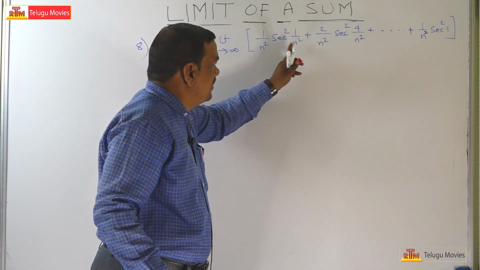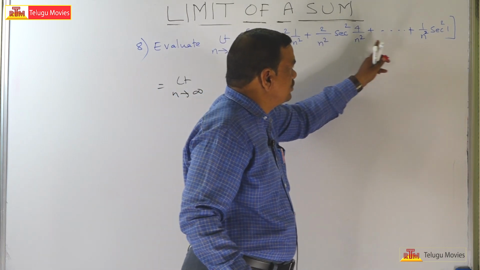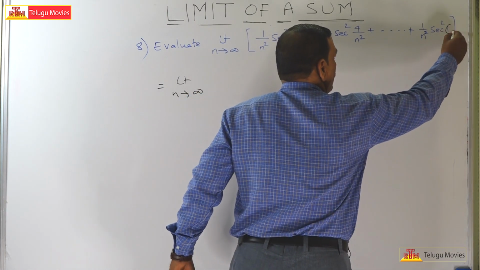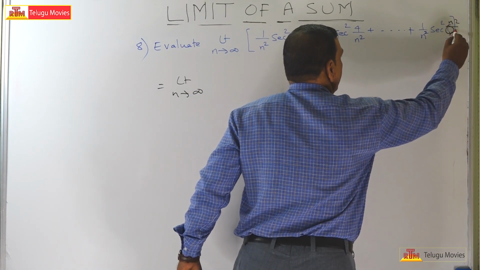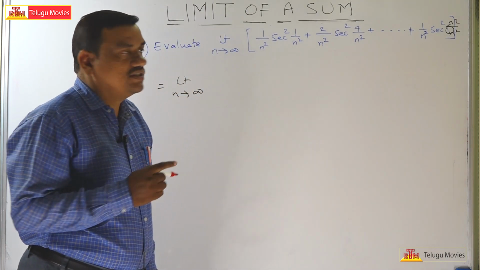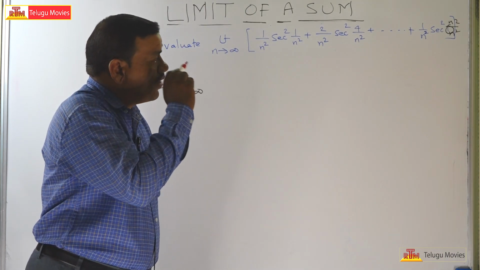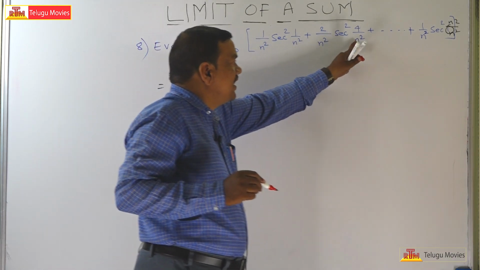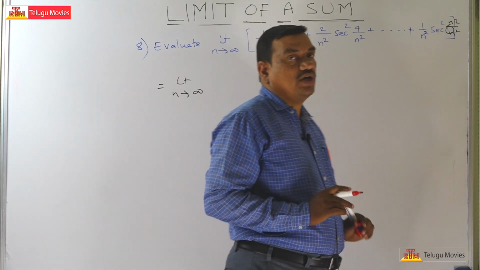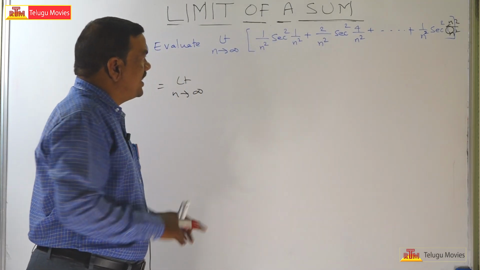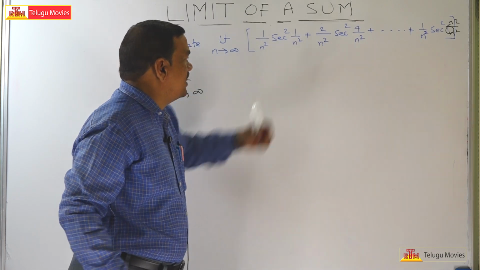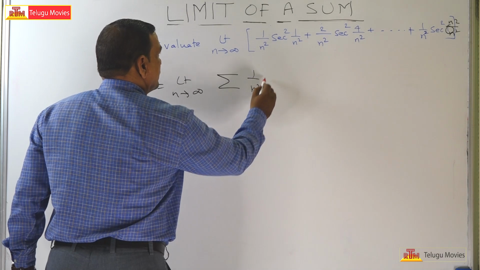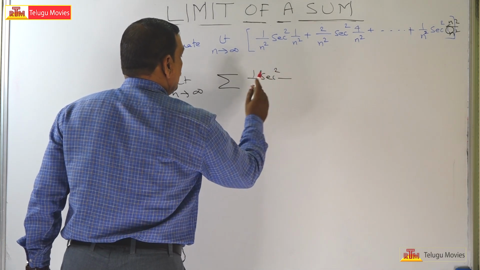See here, n square, n square, n square, n square. Here secant square 1 is there, no? In place of 1 square, 1 is there. I can write it as n square by n square. Why? Because outside there is n square, so inside also there should be n square. So I can write it like this: sigma, 1 by n square, secant square, here also n square.